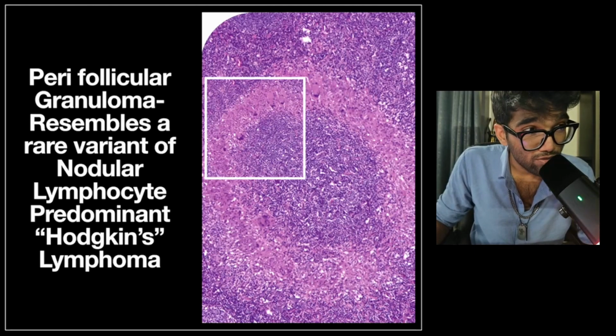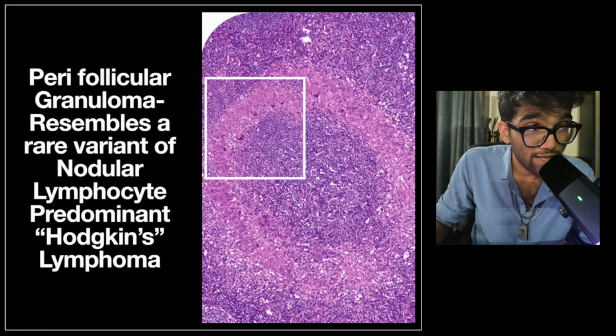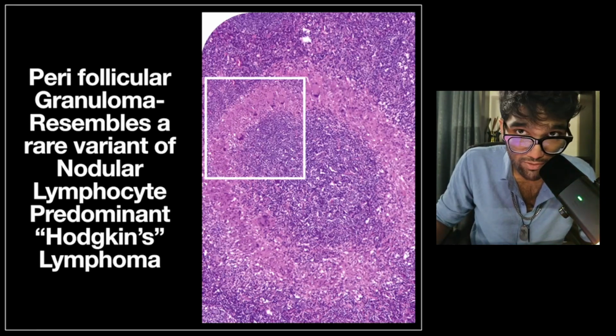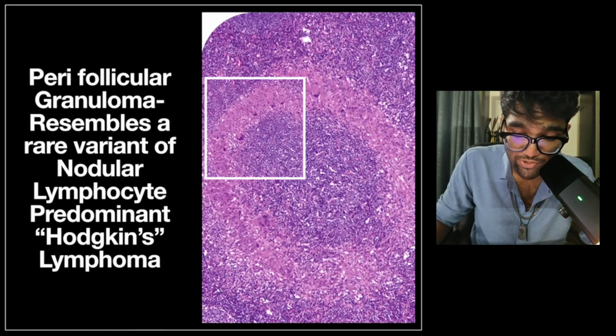For now, what I would want you to know is that there is a perifollicular granuloma variant of IgG4 related disease, and there is also a perifollicular granuloma variant of nodular lymphocyte predominant Hodgkin's, and they can closely resemble each other. They can then only be differentiated based on immunohistochemistry and cytogenetics. I would like you to recall this for now, and we'll get to why this happens at a later date in our discussion on Hodgkin's lymphoma and then the histopathology of these lesions.